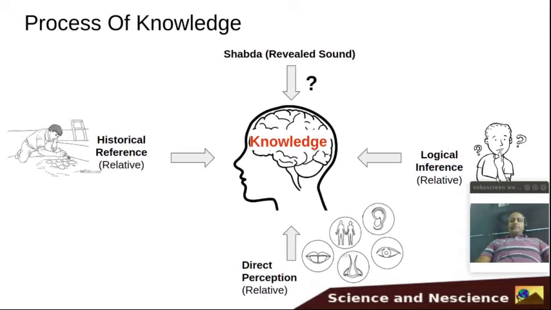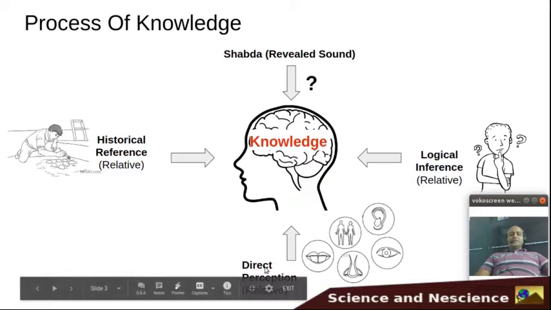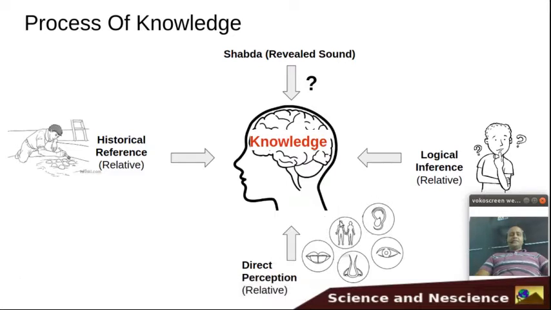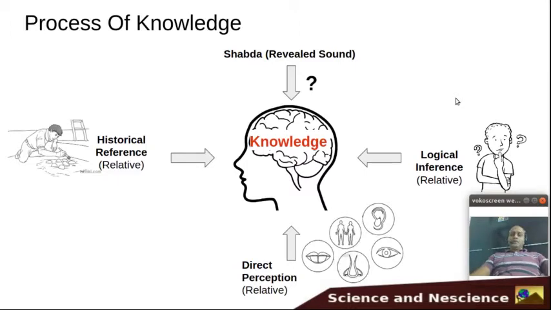What is the process of acquiring knowledge? So there are four processes. Let's start with direct perception. Direct perception involves perceiving the world, the reality, through your senses like nose, eyes, ears, skin, tongue, or through extended senses like it could be through some instruments like microscope, telescope, or computer, or things like these, or even your glasses that you wear.